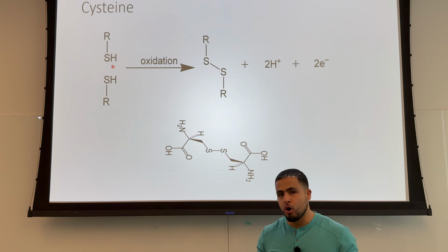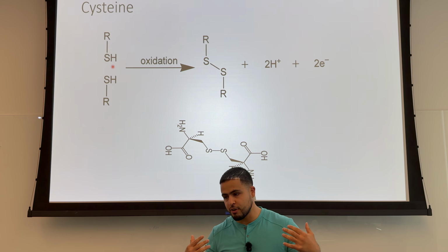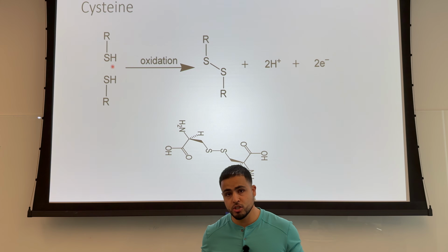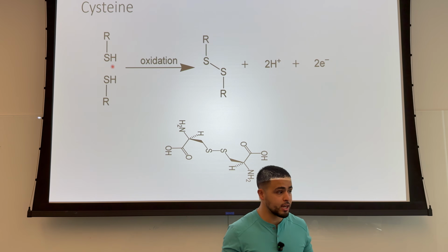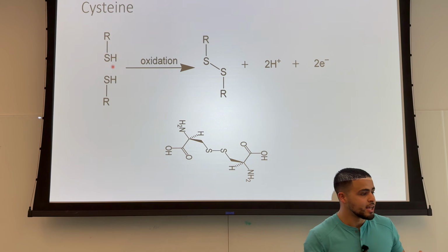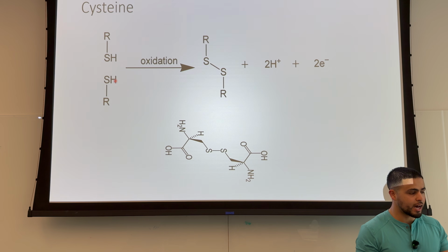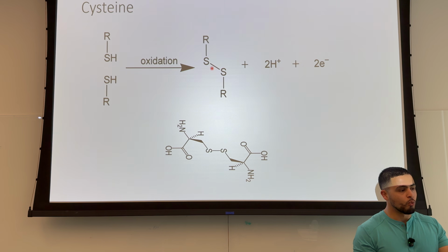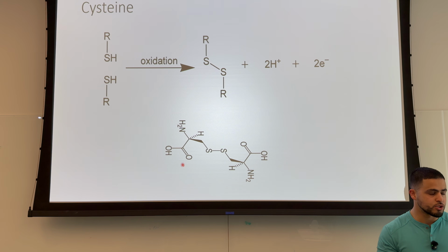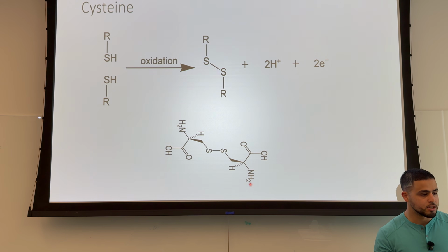So recall from Gen Chem, we tend to think of oxidation as the loss of electrons. Well, in biochemistry or organic chemistry, you can also think of oxidation as the loss of hydrogen atoms. So you oxidize it, losing these hydrogen atoms, and then the sulfurs will interact with each other and form that disulfide bond. You can see it over here. So this is a cysteine amino acid, and they're interacting with one another via a disulfide bond.